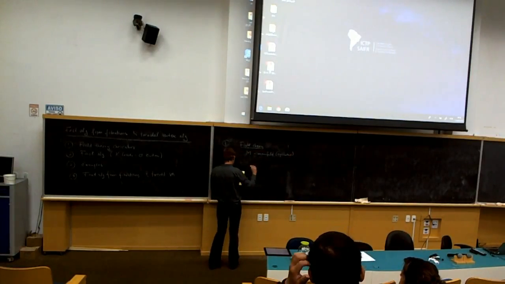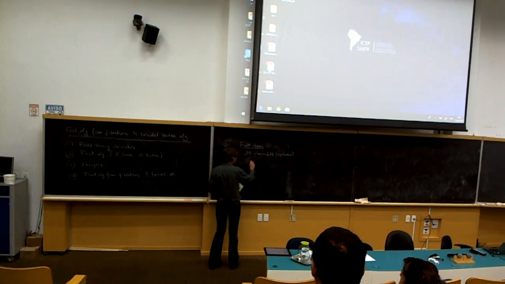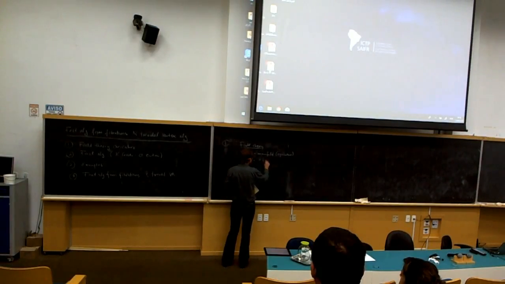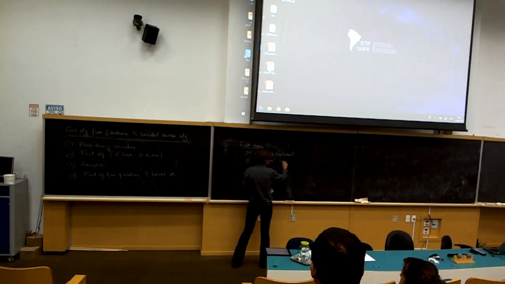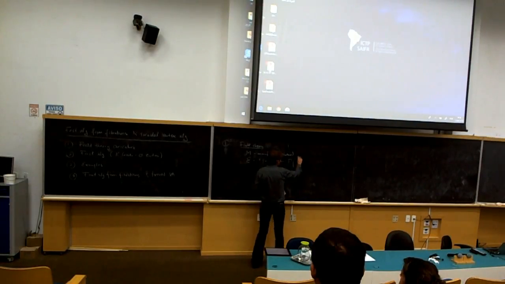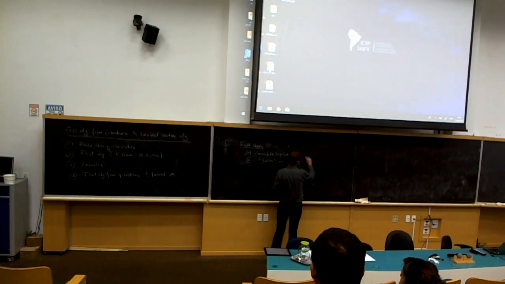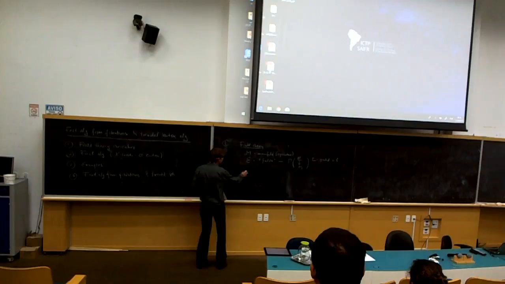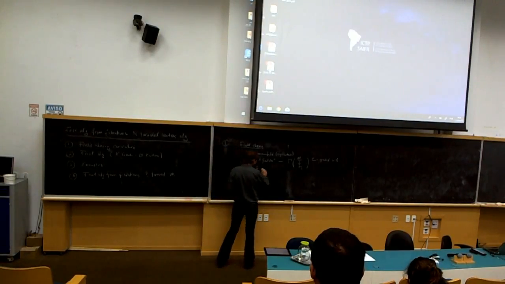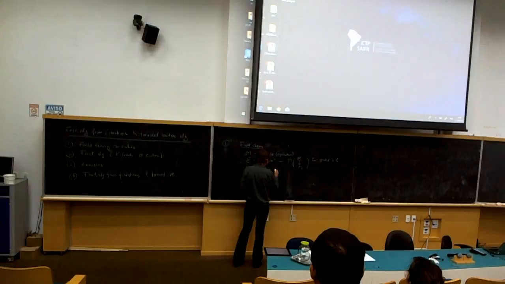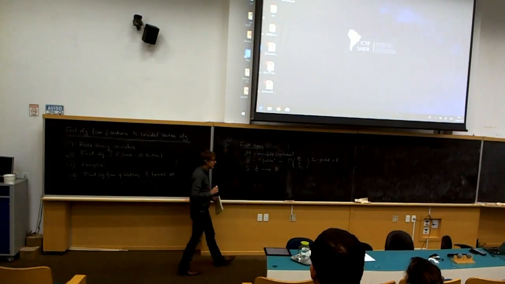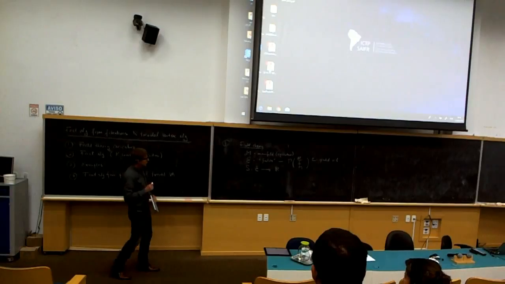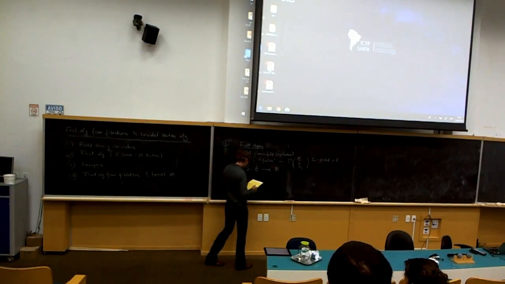And we have some space of fields. These might be sections of some graded vector bundle over M. And we are given an action functional, which goes from fields, from a configuration, and returns a real number, which is the action.